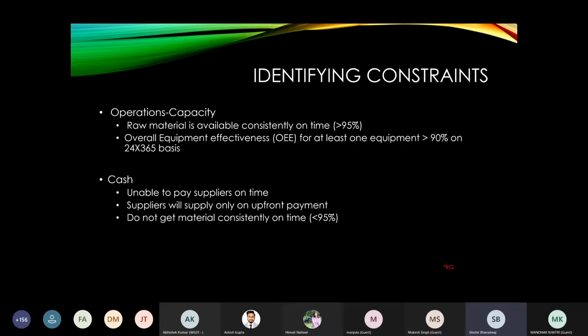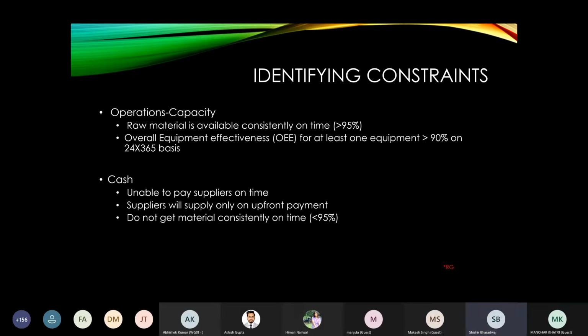Because then we see people saying, sir, sometimes the supplier doesn't perform when the material is there, my machine is down, and things like that. No. Only when raw material is available consistently on time more than 95% of the time, and you have an OEE of greater than 90% for any one of the equipment, can you say it is an operations constraint or a capacity constraint.